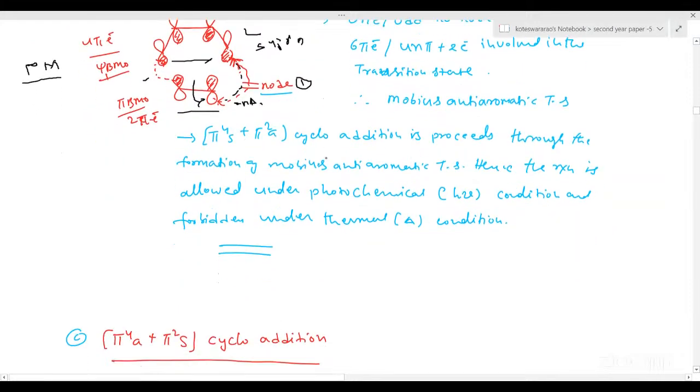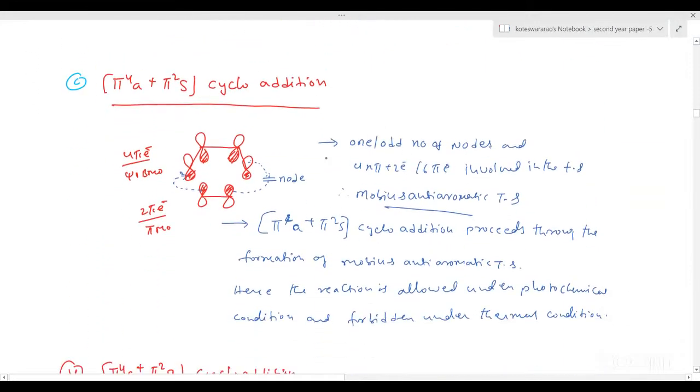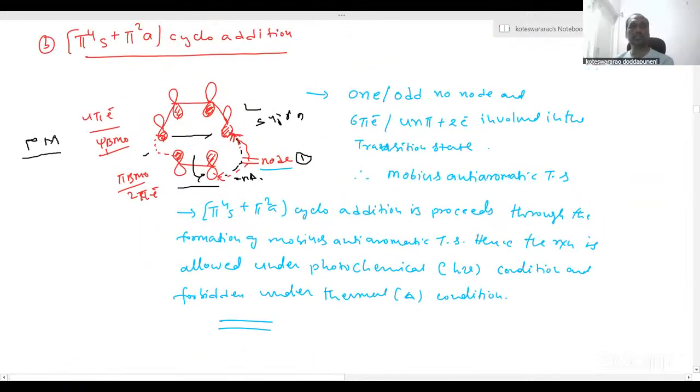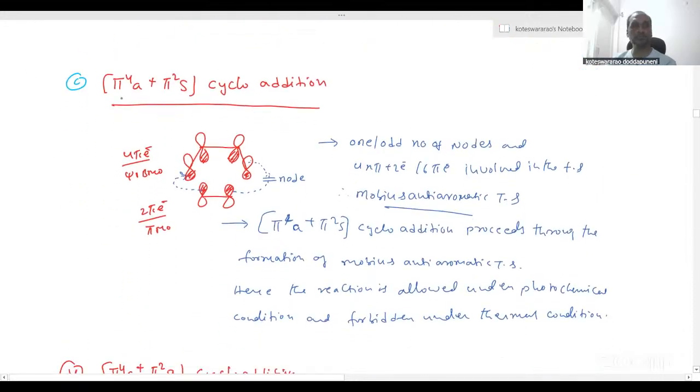Next, the third one. This is also antra supra. With respect to the pi 4 system, it is antra, and with respect to the pi 2 system, it is supra. Now in the interaction, the first one has no node, but the second one leads to one node, or an odd number of nodes. So what is the transition state? Mobius anti-aromatic transition state. Once it becomes an anti-aromatic transition state, the reaction is photochemically allowed and thermally forbidden.